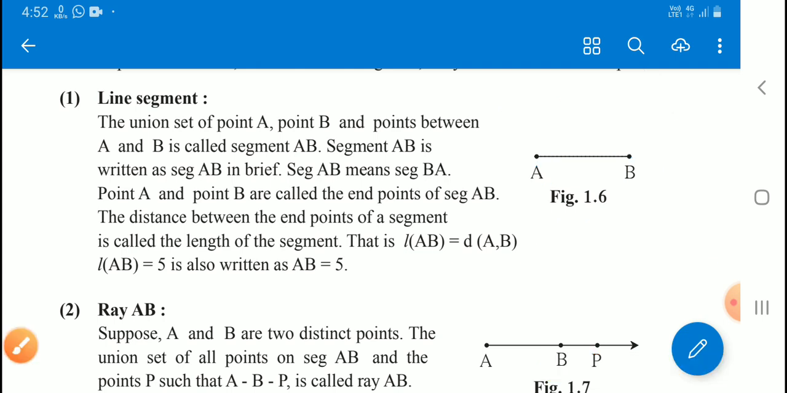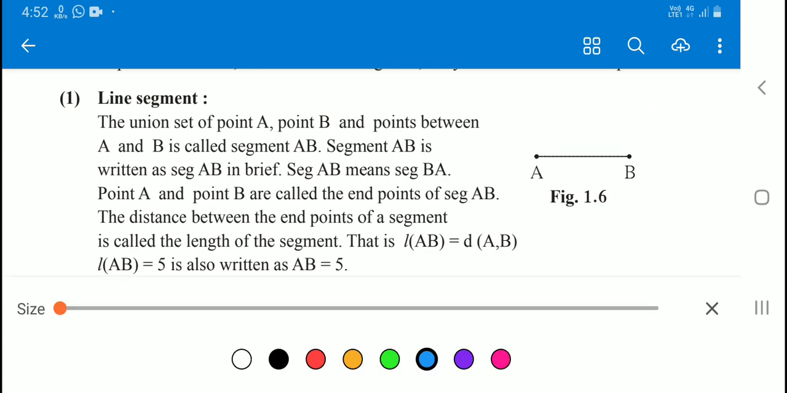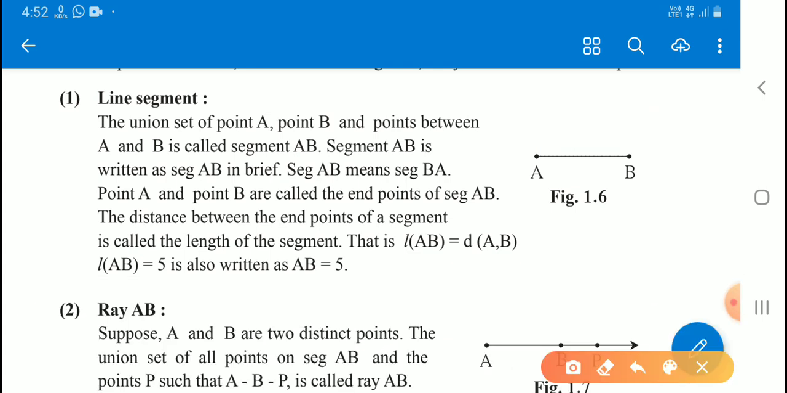Now point A and point B are called the end points of segment AB. Here, if you see the segment AB, it starts from point A and ends at point B, and segment BA starts from point B and ends at point A. So here A and B are the end points of segment AB.